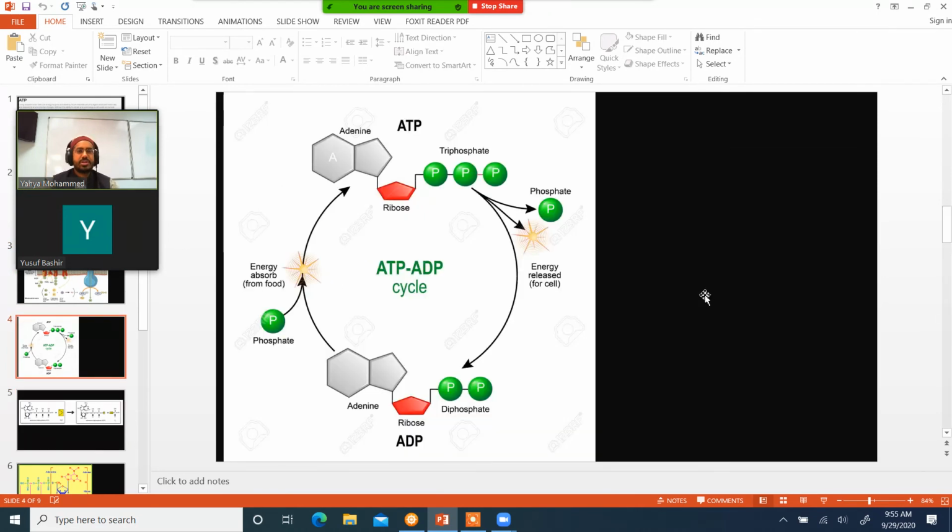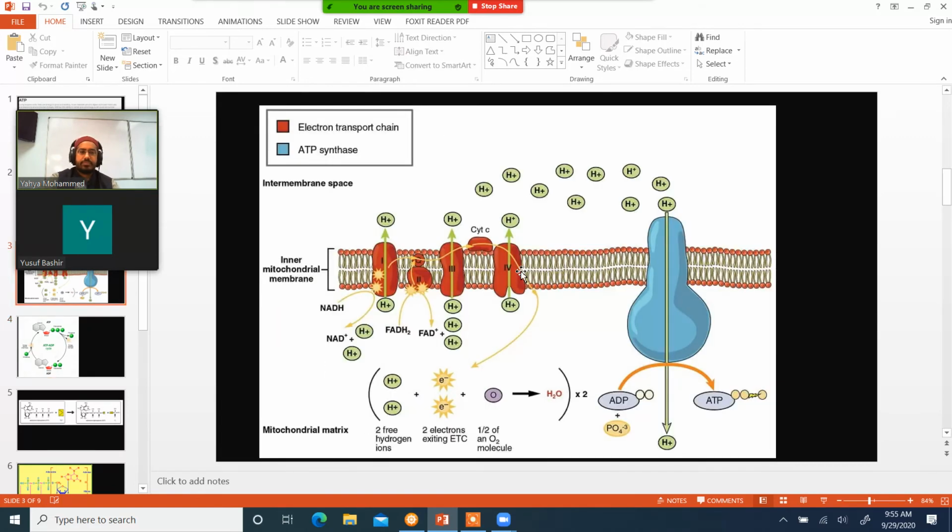Can you go back to the third slide just for a second? This is the process: two hydrogen molecules, and then you have two electrons, and plus an oxygen molecule creates H2O, times two.